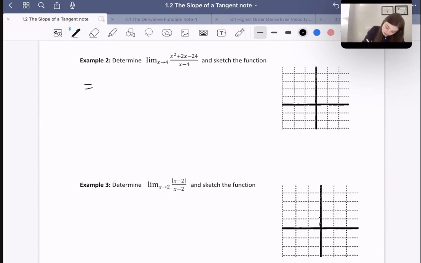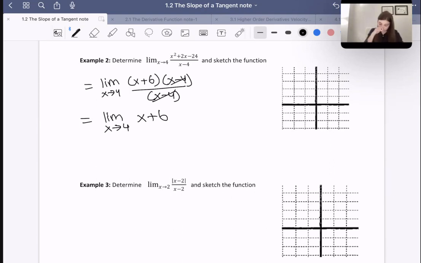So to find our limit, the first thing I'm going to do is factor this. I'm going to say this is the same as x minus 6, x plus 6, x minus 4 over x minus 4. And then these cancel out and we just have the limit as x approaches 4 of x plus 6. So what we really have here is just a line with a hole in it, right? Just a line with a hole in it.